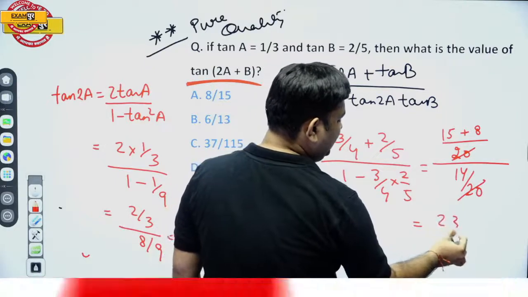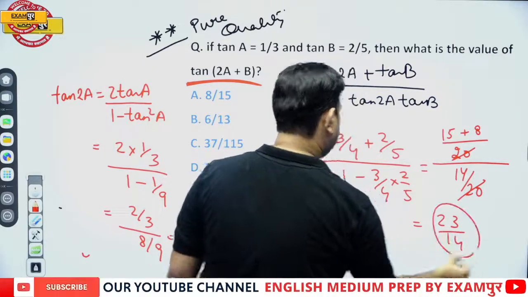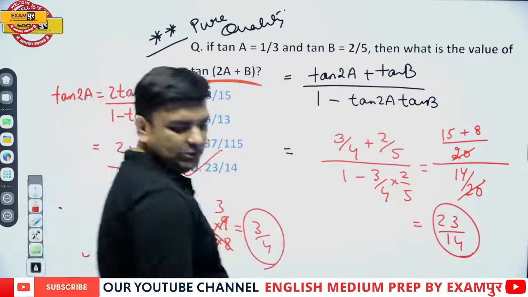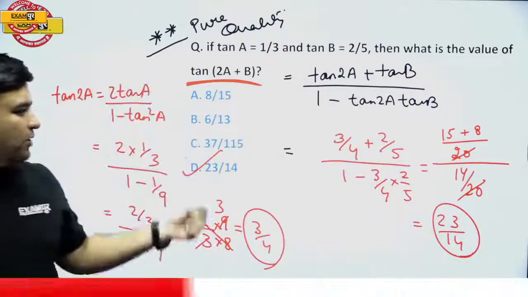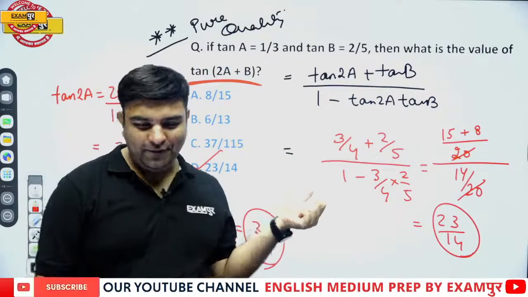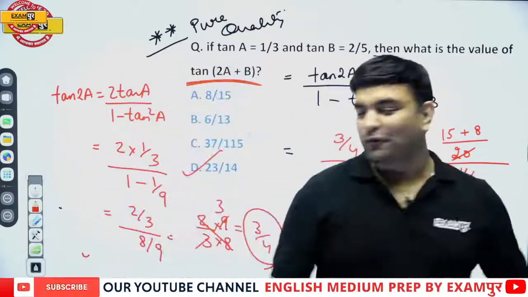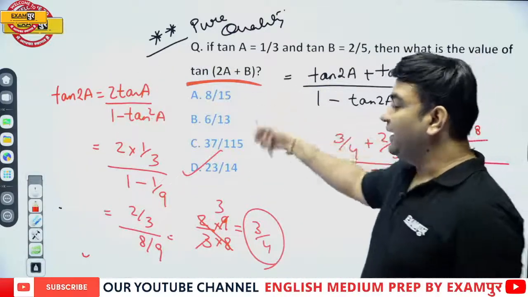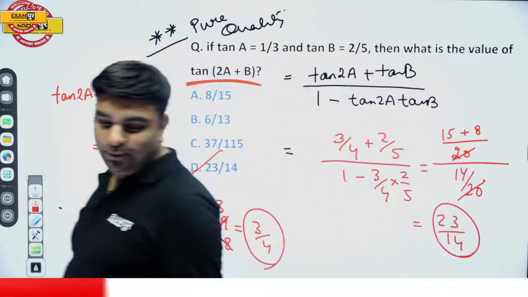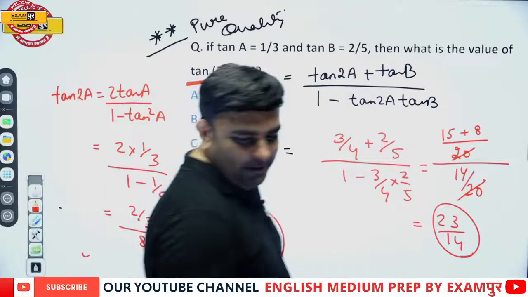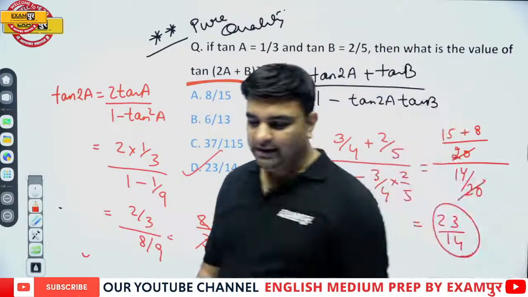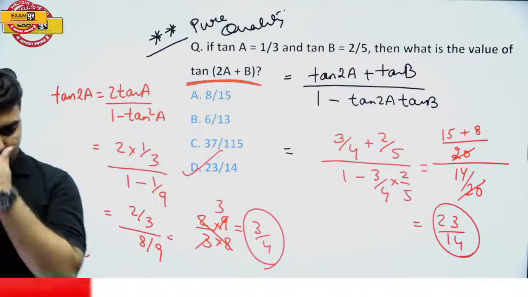So it's 23 by 14. I haven't seen this option. I was saying, oh my God, where is the denominator 115? I've only seen the top 3 options and I was saying, oh my God, where is the denominator 115? Yeah, great. So 23 by 14 is the exact answer.